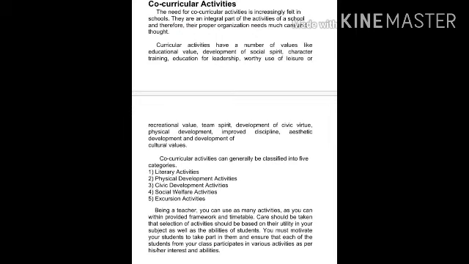Being a teacher, you can use as many activities as you can within provided framework and timetable. Care should be taken that selection of activities should be based on their utility in your subject as well as the ability of students. You must motivate your students to take part in them and ensure that each of the students from your class participates in various activities as per his or her interest and abilities.